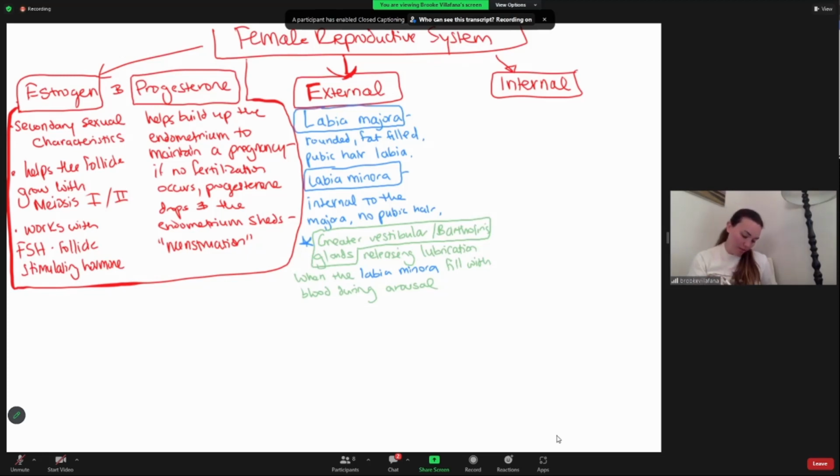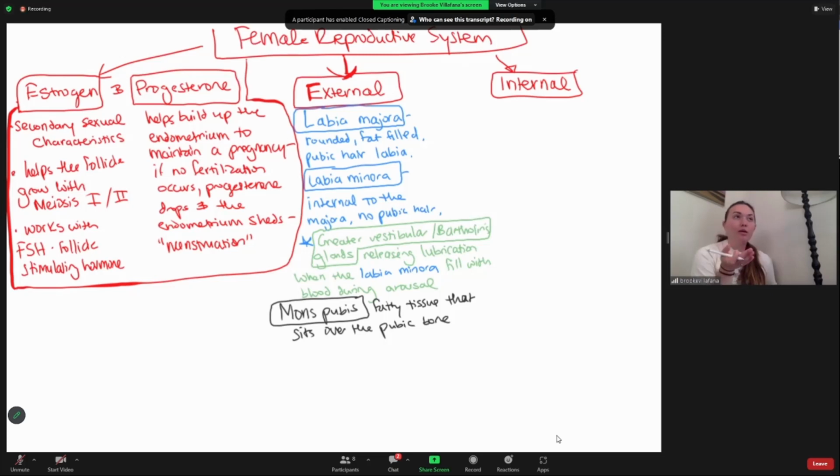There is the mons pubis. Mons pubis is the fatty tissue that sits over the pubic bone. So this is what you would usually see on a female that has pubic hair. It's a fatty filled area. Fatty tissue that sits over the pubic bone and has pubic hair. That's called the mons pubis.